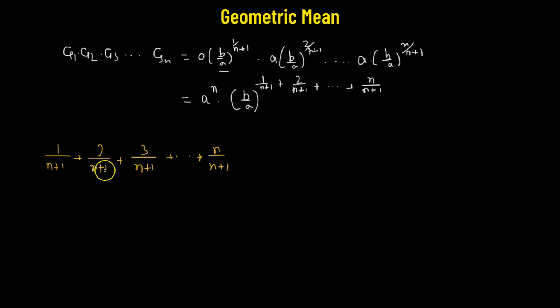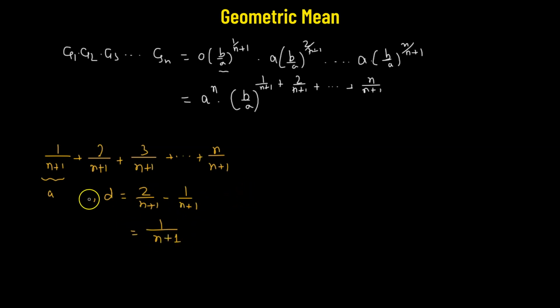Now this is clearly an arithmetic series. This is our first term, 1 over n plus 1, and the common difference d is found by subtracting the first term 1 over n plus 1 from the second term 2 over n plus 1, so our common difference is going to be 1 over n plus 1.